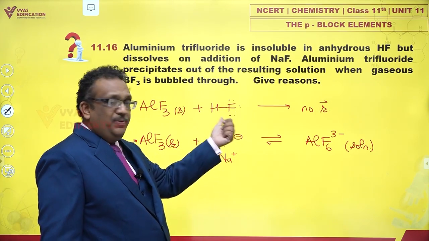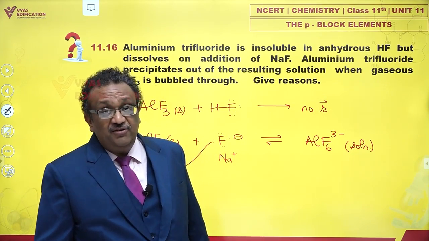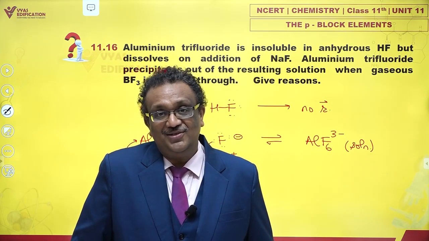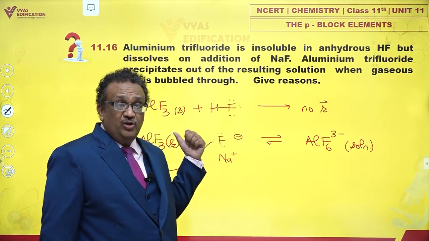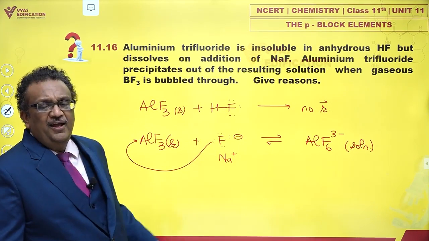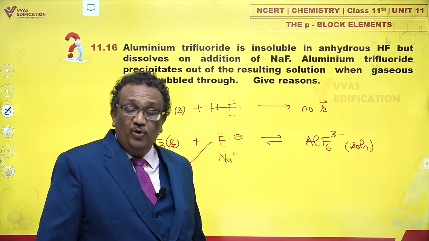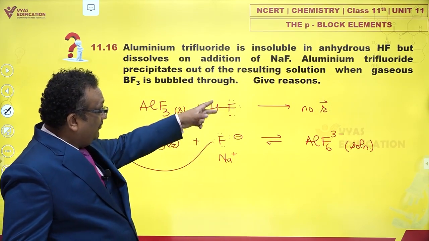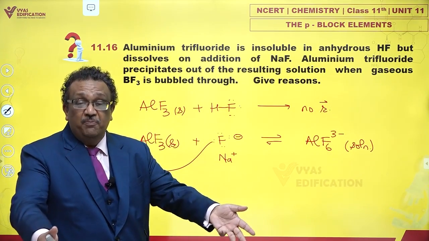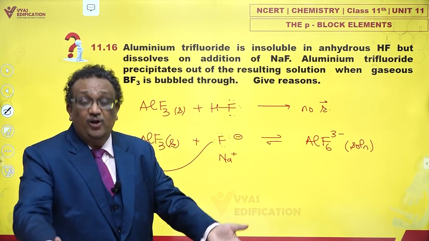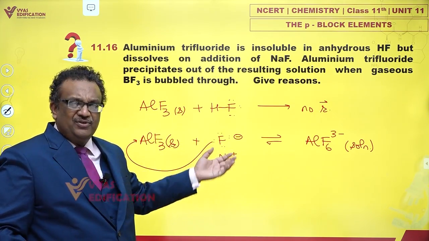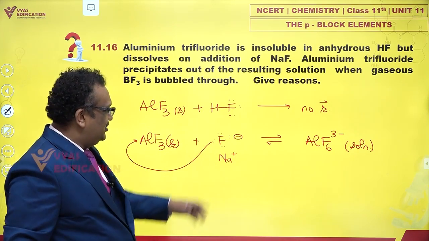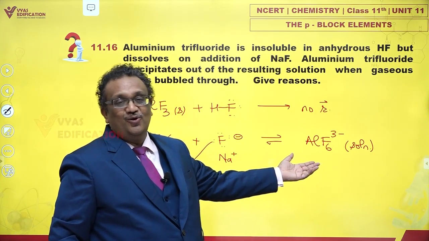Apparently, there were 3 lone pairs on fluorine in HF, but there was no negative charge. Since there was no significant negative charge, the tendency of donation of lone pair was not very high with HF. The moment you convert this to NaF, Lewis basic strength, the tendency to donate lone pair, increases. And because it has negative charge, it says take electrons. It forms a complex. It dissolves.